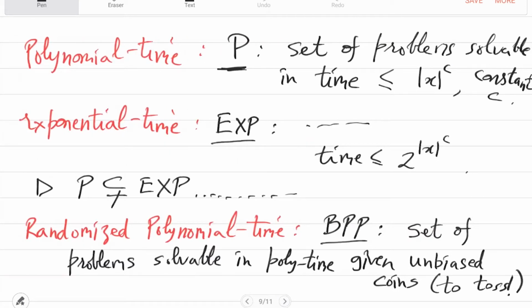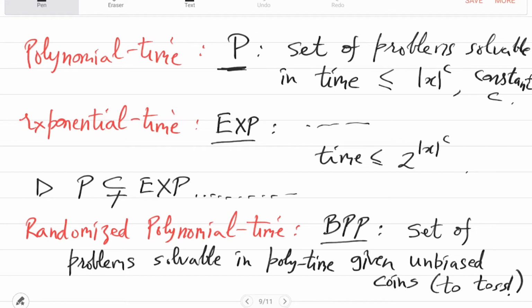Then there are these complexity classes, so polynomial, deterministic polynomial time, exponential time. These classes are known to be different, EXP being bigger. And there is this orthogonal complexity class, which is BPP. So it is not deterministic. It's like the Turing machine is a probabilistic Turing machine.